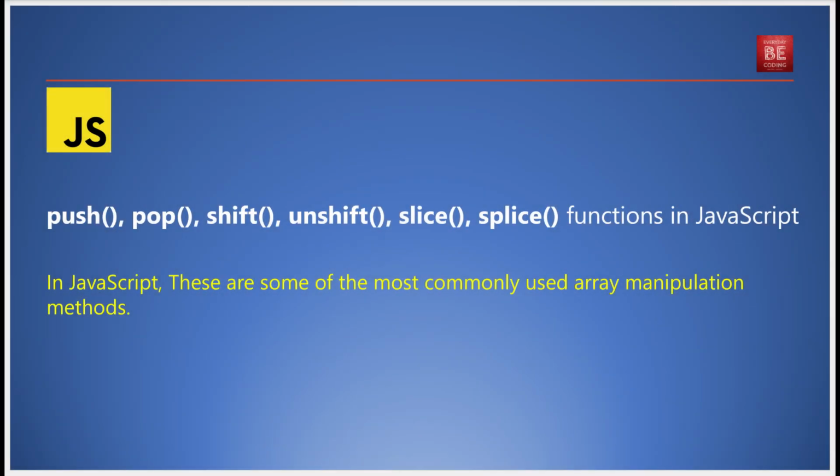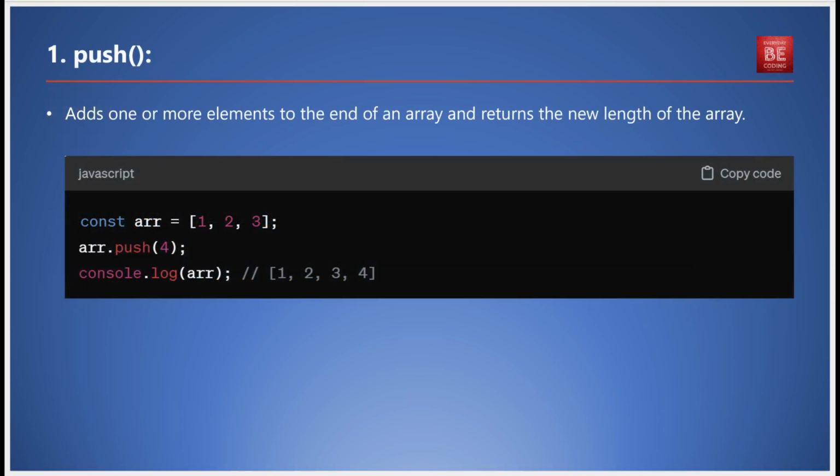Ever pondered on how to manipulate arrays in JavaScript? Well, worry no more. Today, we will delve into some of the most commonly used array manipulation methods in JavaScript. First, let's discuss the push method. This method adds one or more elements to the end of an array and returns the new length of the array. For instance, imagine an array with elements 1, 2, 3. By using the push method and adding 4, the array becomes 1, 2, 3, 4.